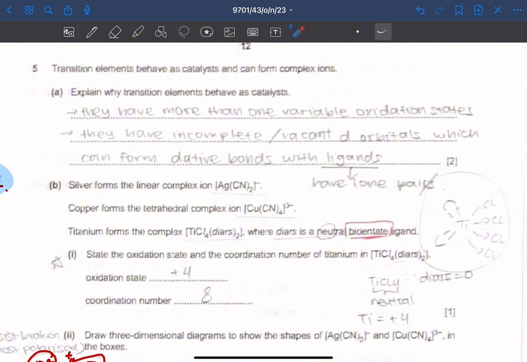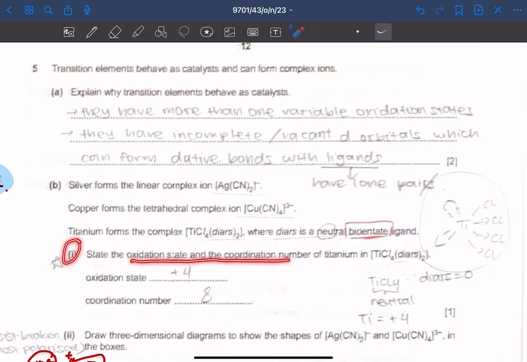So B. Silver forms the linear complex ion [Ag(CN)2]-. Copper forms the tetrahedral complex ion [Cu(CN)4]3-. Titanium forms the complex TiCl4(diars)2 with a neutral charge, where diars is a neutral bidentate ligand. Bidentate ligand means that the diars forms two dative bonds to the central metal atom.